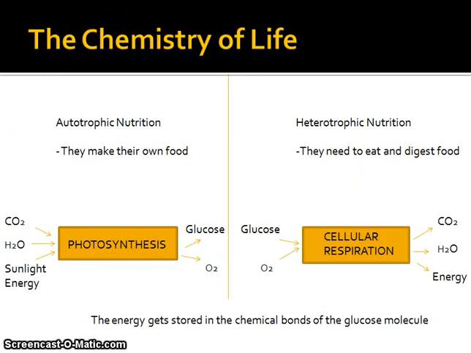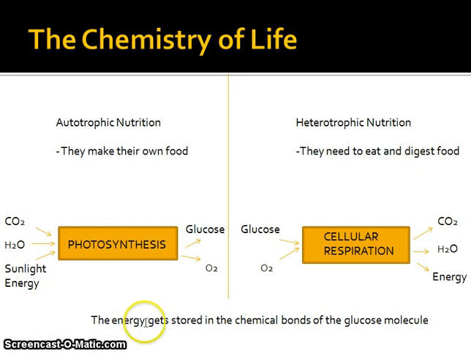Next, we need to really understand some of these ideas that we talked about, the difference between autotrophic nutrition and heterotrophic nutrition. Remember, autotrophs are self-feeders. They're making their own food. Heterotrophs need to eat and digest their food. That's how they get the energy they need.